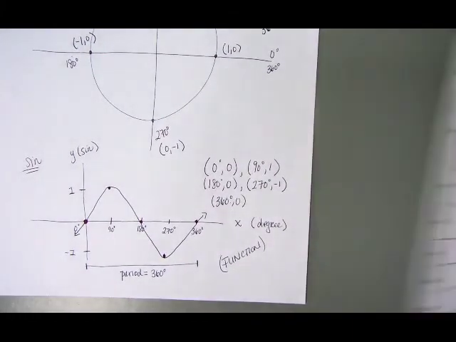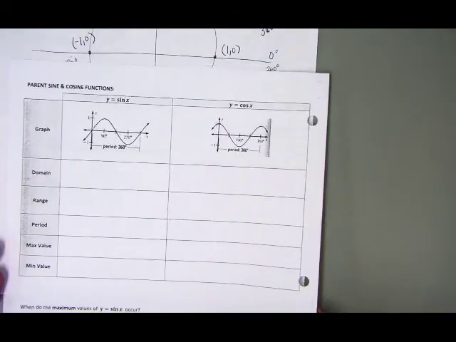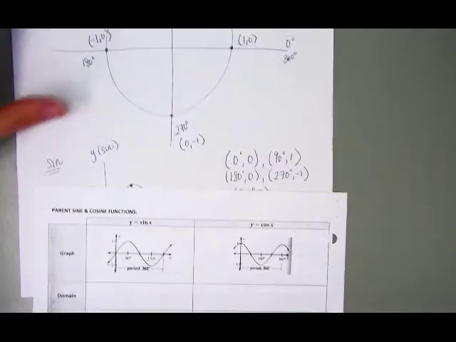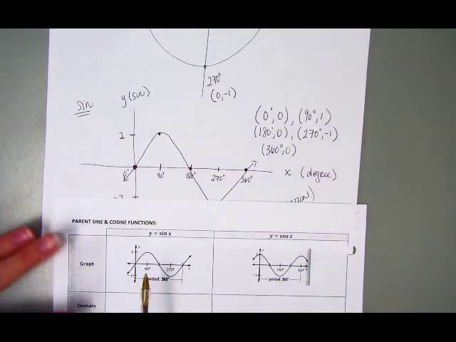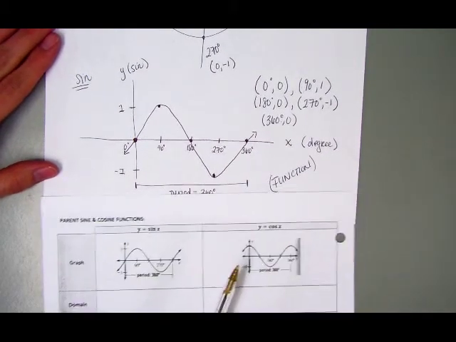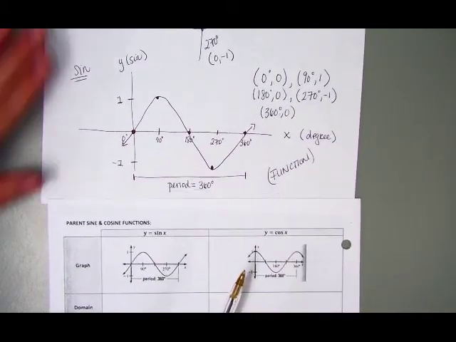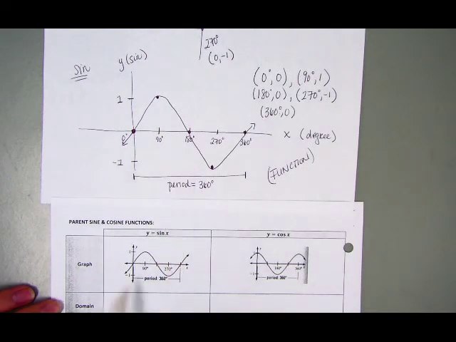So if you take your parent sine and cosine function, you would notice that the graph that is in front of you on this page and the graph that we sketched together are going to look the same.